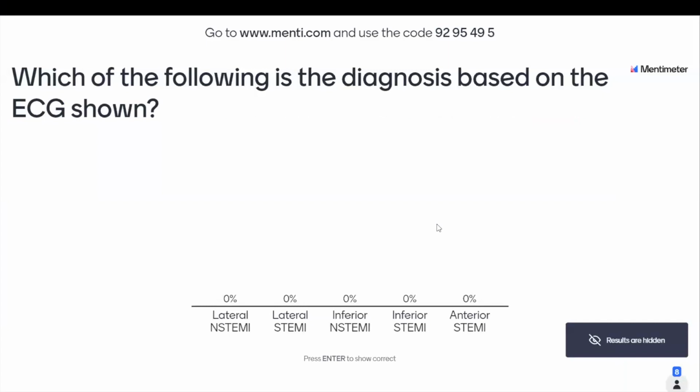So which of the following is a diagnosis based on the ECG shown? Lateral STEMI, inferior STEMI, anterior STEMI.